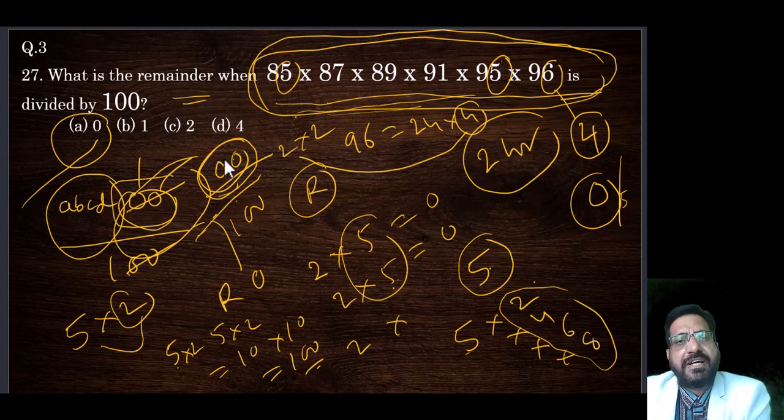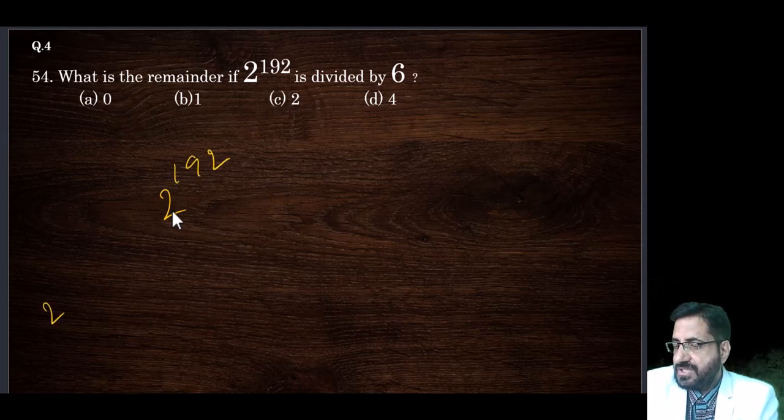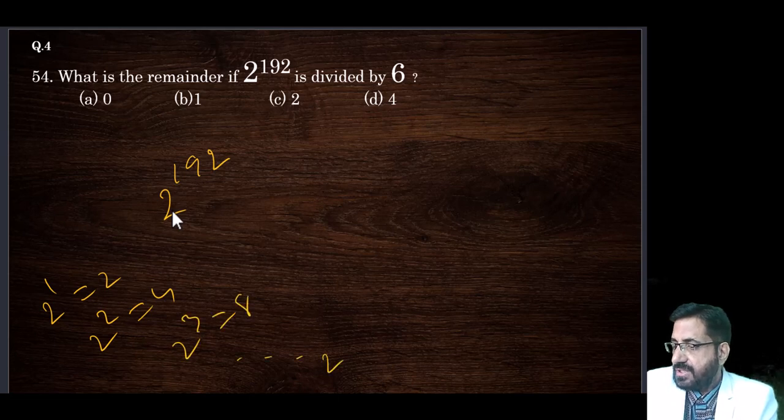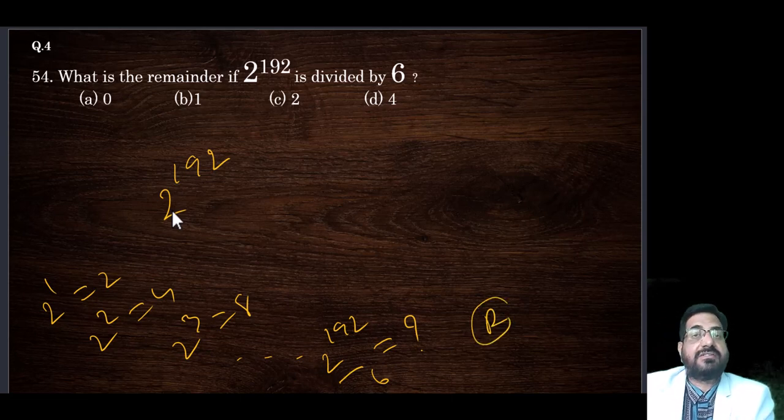So this is a remainder problem, and the next problem is this. Wow, I love this problem. 2 raised to 192, my god. 2 raised to 1 is 2, 2 raised to 2 is 4, 2 raised to 3 is 8. So like that, 2 raised to 192 is what? And you have to divide this by 6 and then see what is the remainder. Oh my god, such a difficult question, right?